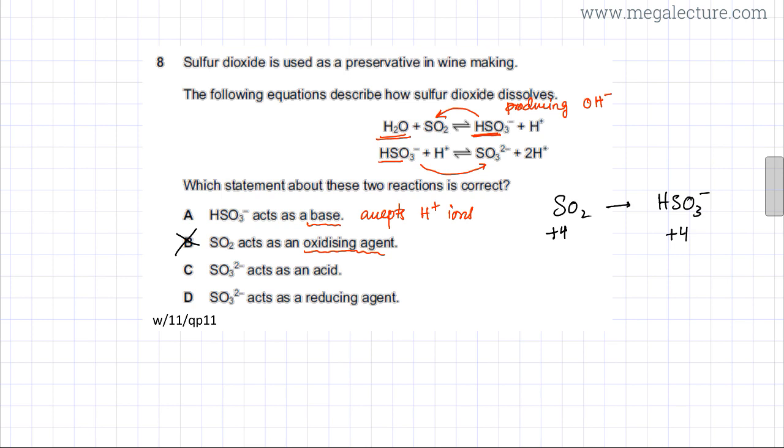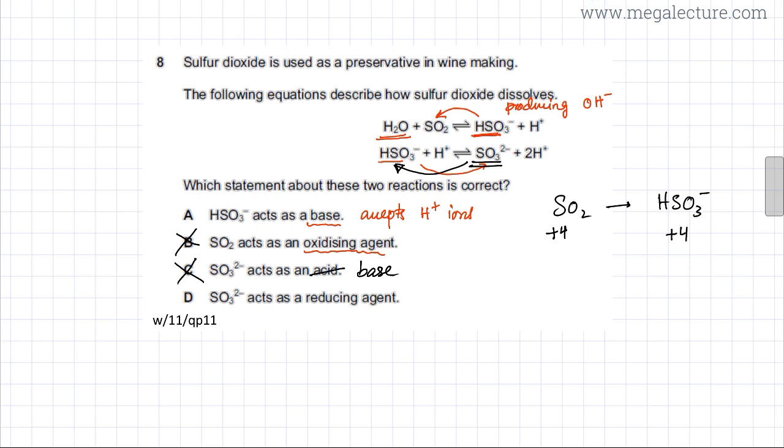If you look at this third statement, option C, it says SO3 minus acts as an acid. An acid is a substance that produces H plus ions. So for it to act as an acid, it must produce H plus ions. So SO3 minus is present over here. For it to act as an acid, if you look at the reverse reaction, it must be capable of producing an H plus ion, but it's not doing that. It's actually accepting H plus ion, which is why it's acting as a base. So option C is also incorrect. It's not acting as an acid, it's acting as a base.